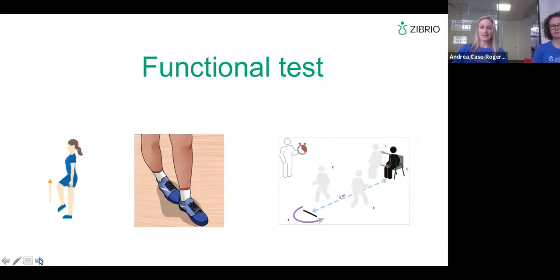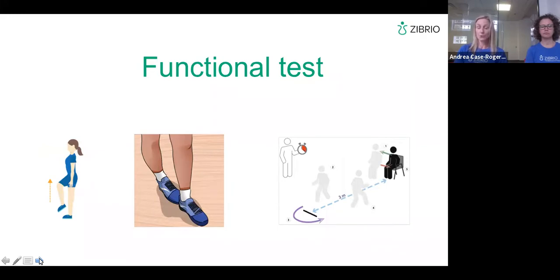A one-leg stand test. You can time somebody on how long they can actually stand on one leg. That's useful in terms of telling you, is there a difference between the two legs? You can do it with your eyes open, you can do it with your eyes closed. That helps you to know how much deficiency is created by removing vision.